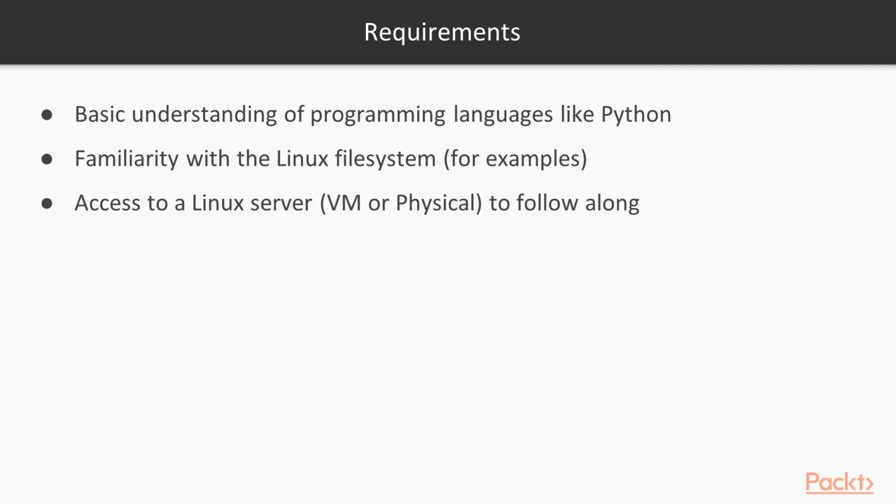And finally, if you want to build these examples while I'm walking through these, it would be helpful if you had access to a Linux server. Whether it's a virtual machine or physical, you can always spin one up using VirtualBox or something like that, or an EC2 instance at Amazon to follow along. So it'll be a great way for you to get hands-on learning throughout this course.